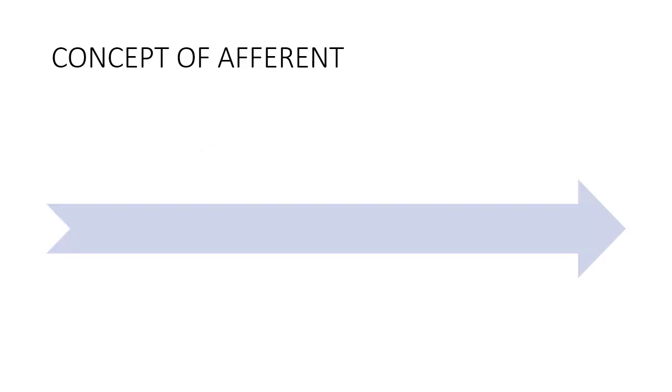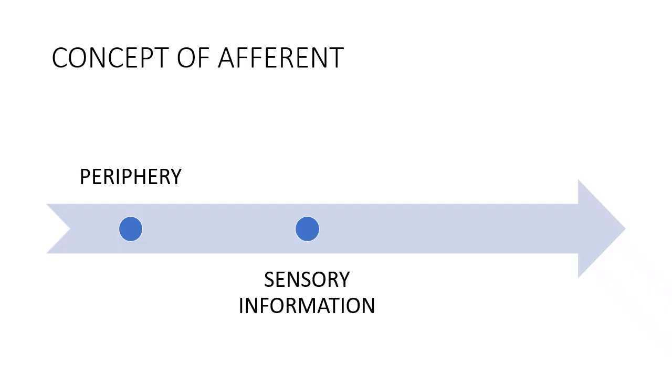What is the concept of afferent? What is afferent? Any nerve fiber that carries impulses from the periphery. The impulses will be sensory information from the periphery to the brain. So these nerves are called afferent nerves, which carry sensory information, and they are also called sensory nerves. They arrive at the brain. So A for arrival, remember it.